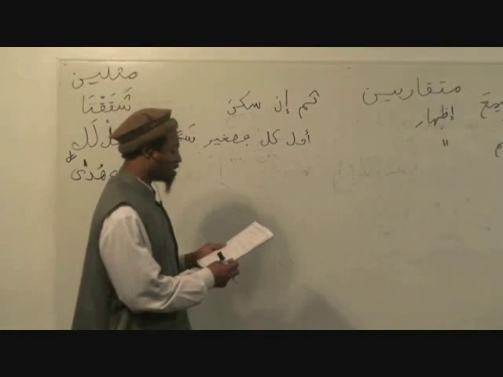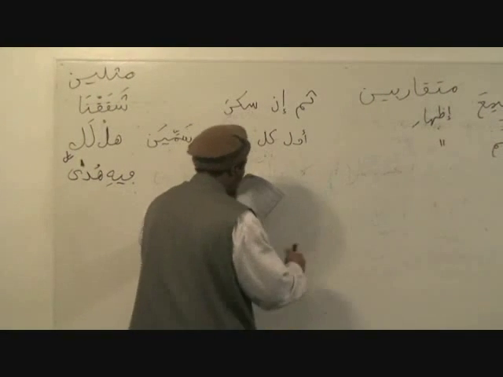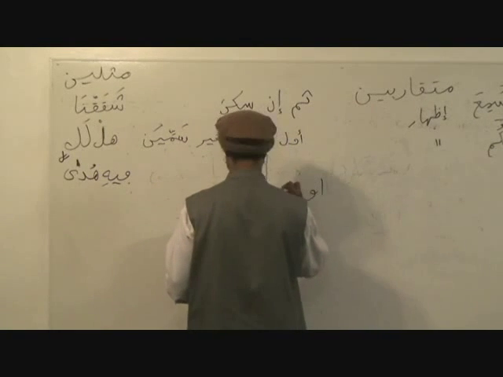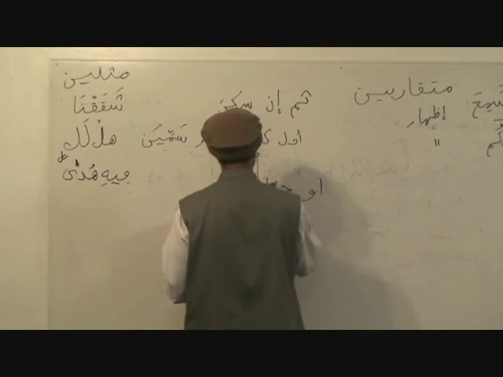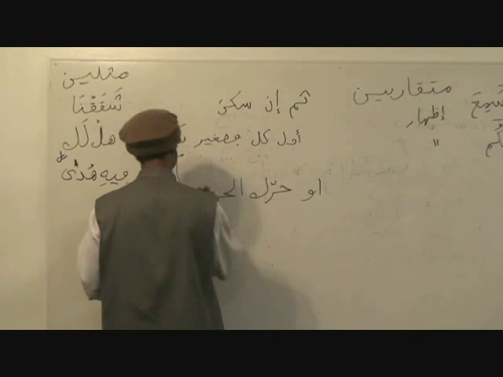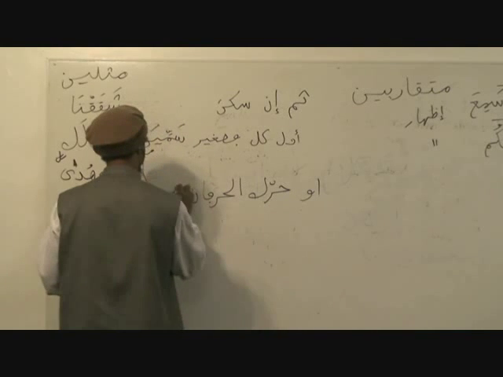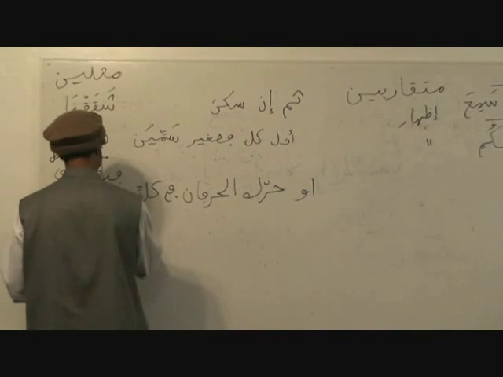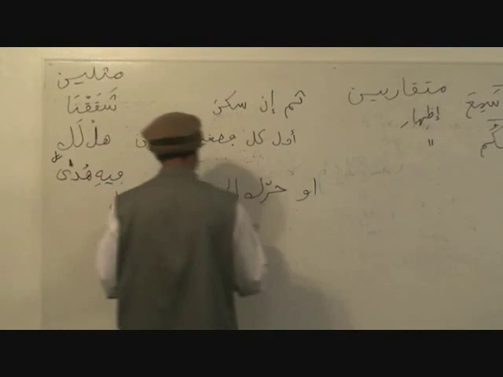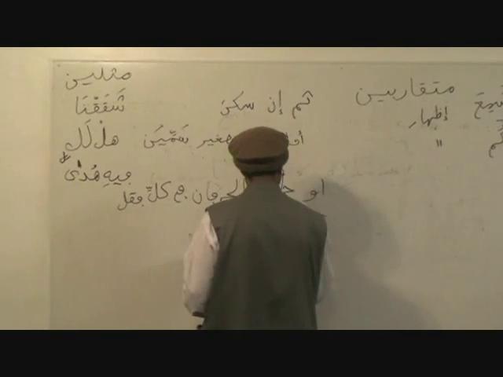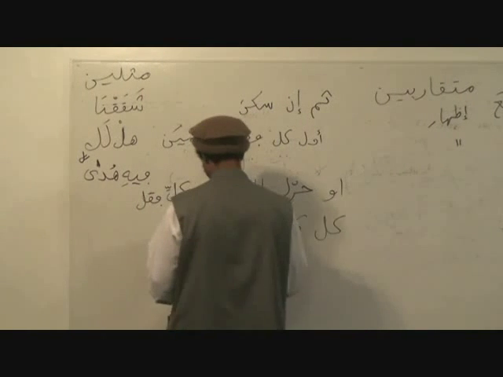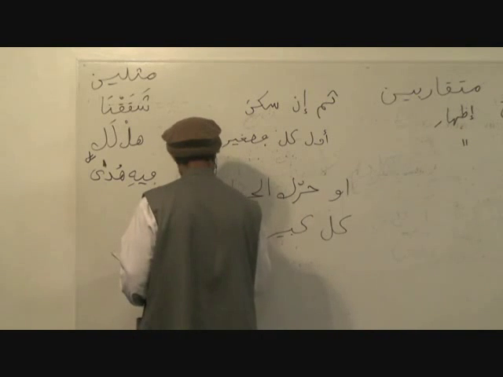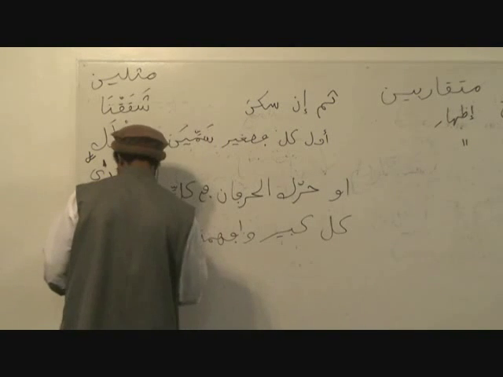Let's listen to the bait that deals with the kabir. It says aw hurrika kullin. It says aw hurrika al harfani, fi kullin, فقل كبير، وافهمنه بالمثل.